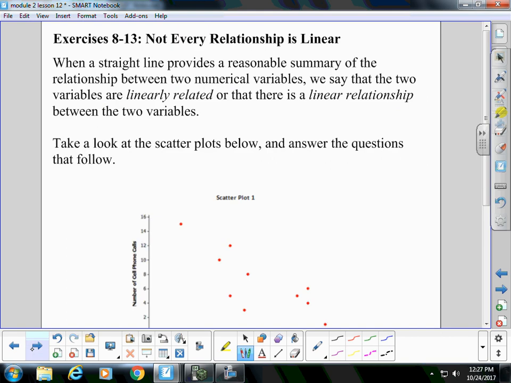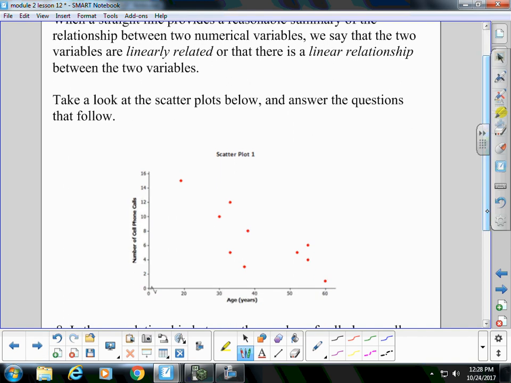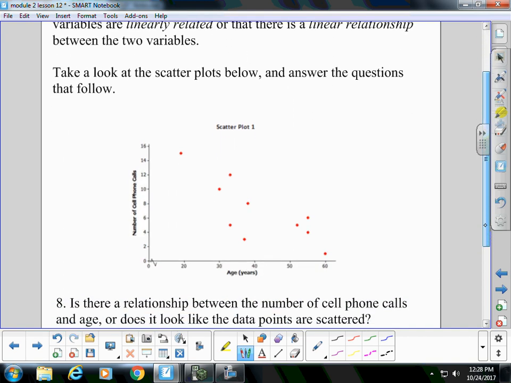Okay, moving on. Exercises 8 through 13. Not every relationship is a linear relationship, and I think we've already been hinting at that. When a straight line provides a reasonable summary of the relationship between two numerical variables, we say that the two variables are linearly related, or that there's a linear relationship between the two variables. Look at the scatter plots below and answer the questions that follow. So here's scatter plot 1.